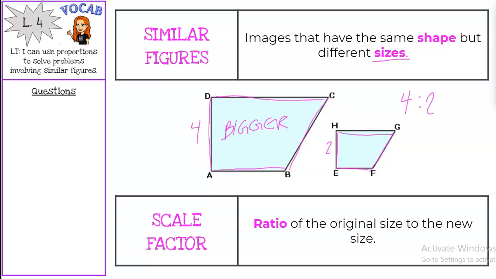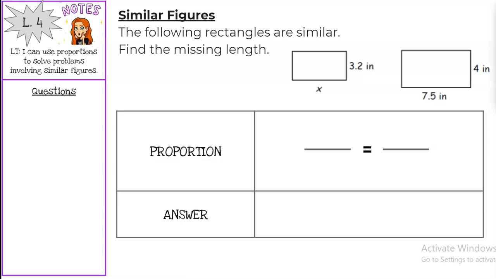So we're going to use proportions and similar figures to find the missing length. The following rectangles are similar. We have the small rectangle and the big rectangle. Find the missing length. To set up our proportion, we can do it different ways. We can have one of our fractions be for the small figure, and one of our fractions be for the big one. So let's try that way.